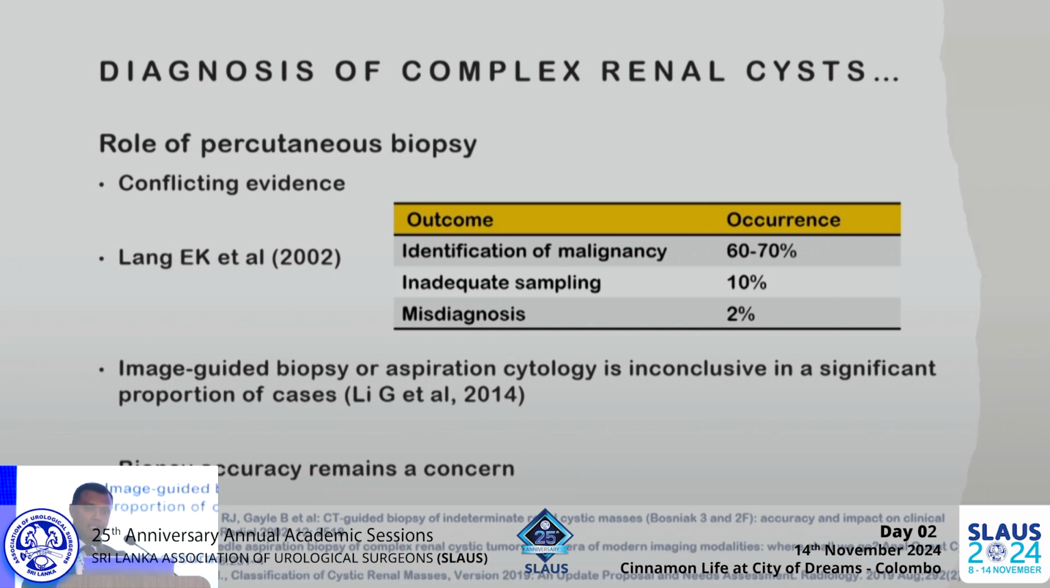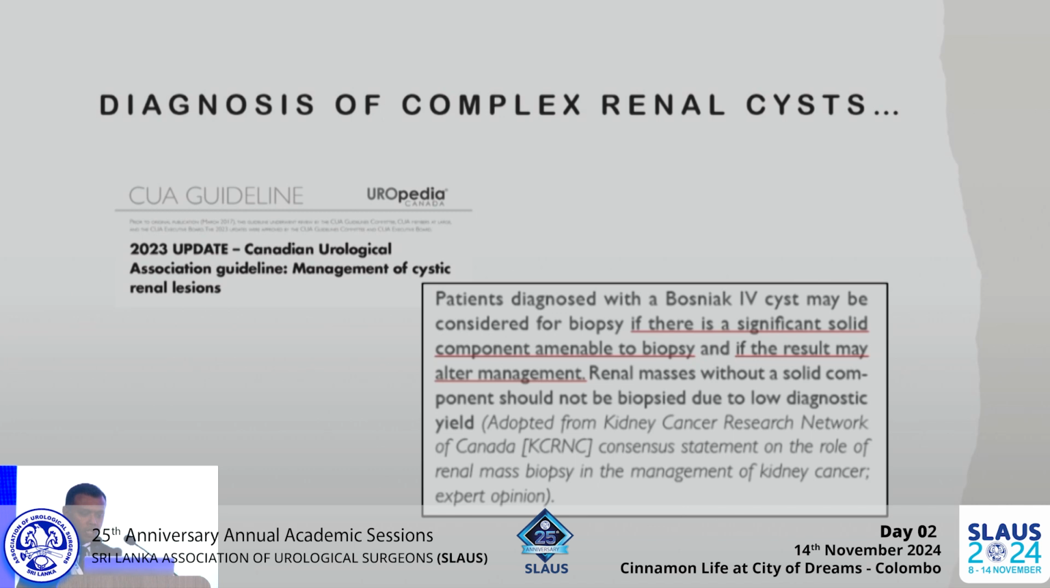Even in the solid masses, we know if we get a negative biopsy, how to proceed. Are we going to take the biopsy and decide our management? Will it really affect our management? So the same controversy will apply here. So therefore, the biopsy accuracy remains a concern. So here I am quoting a Canadian guideline where they have recommended biopsy for Bosniak 4 cyst, and it should be used if there is a significant solid component amenable to biopsy, or if the result will alter your management. Otherwise, the biopsy will not help you that much.